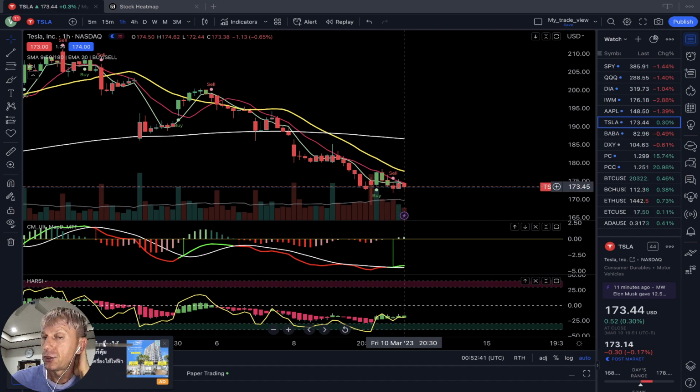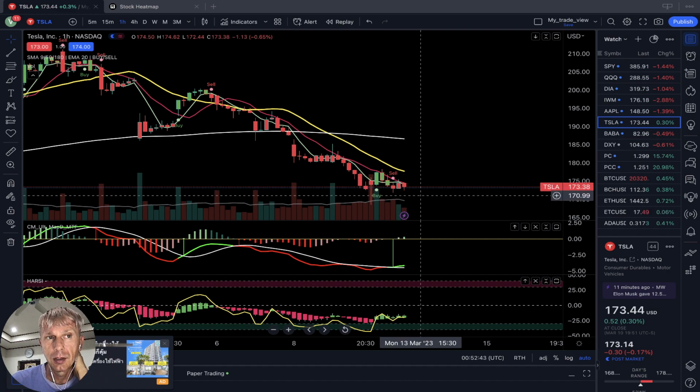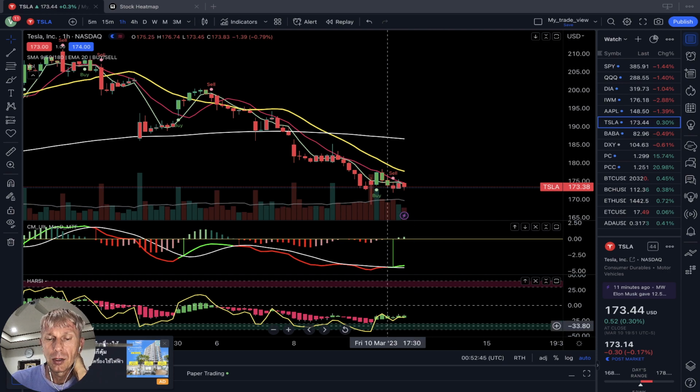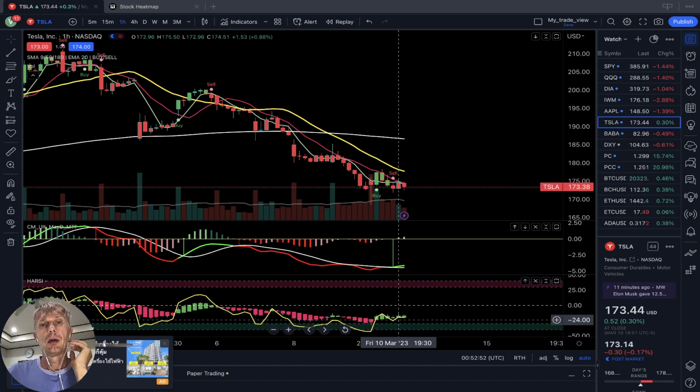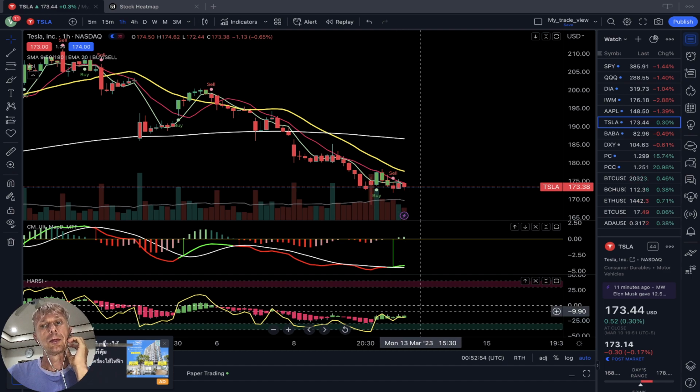Last 3 hours it changed to bearish, to sell signal. Green bars on the Heikin Ashi and RSI bounce from oversold territory. Let's see. In 1 hour it wants to go bullish.